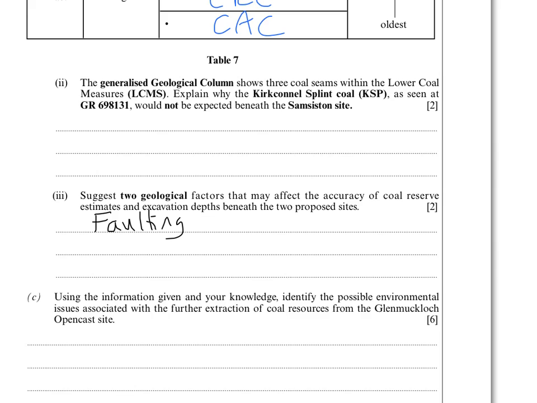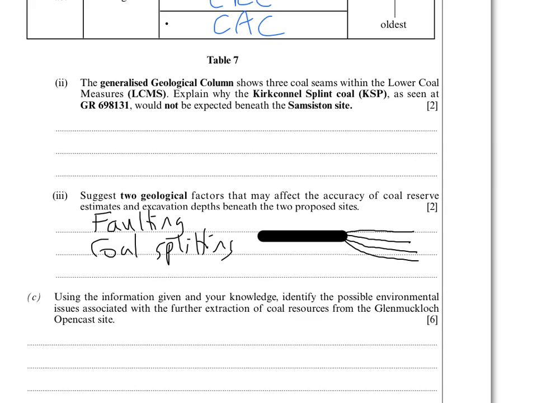The coal could split, i.e. the seams start off, let's draw a diagram, so the seams start thick and then sometimes they split and become thinner, the coal seam splits and gets thinner like that, and that would ruin the estimation of how much they could get out. And those are the main two and easiest things to describe for that question.